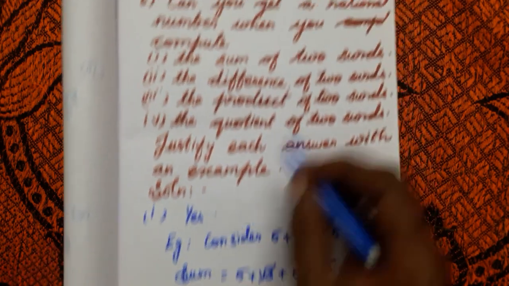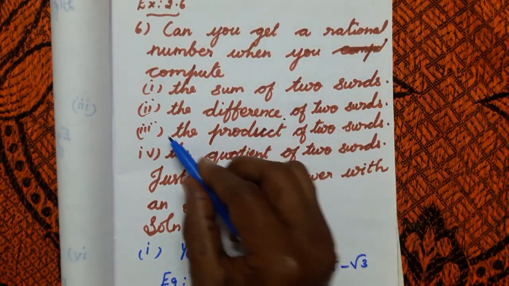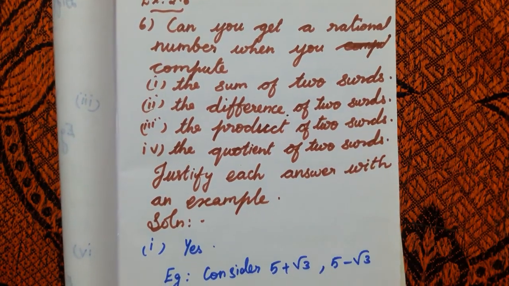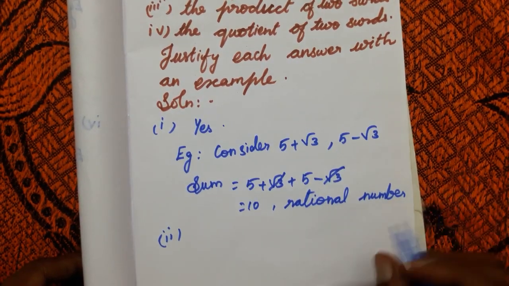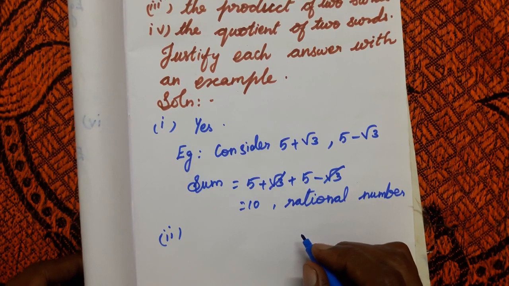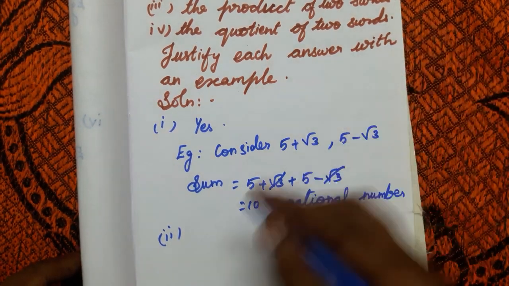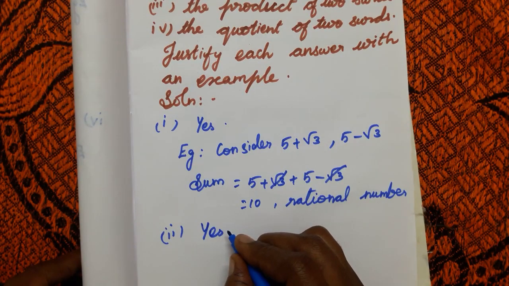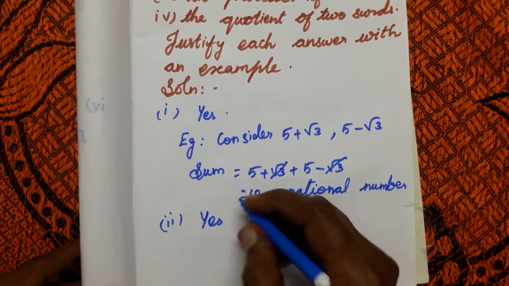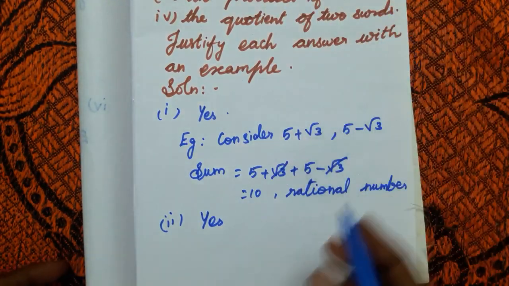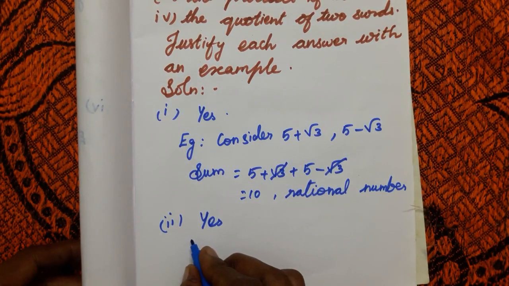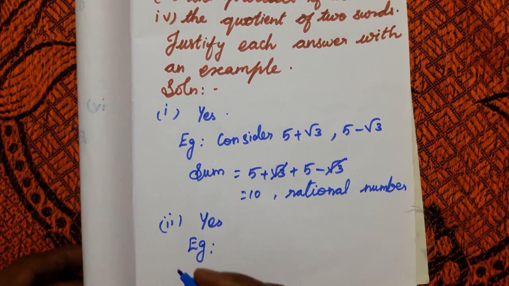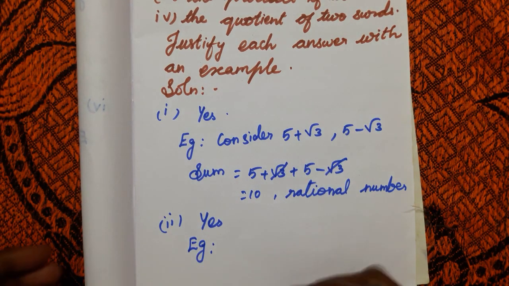Second one, can you get a rational number when you compute the difference of two surds? Yes, we can get a rational number when we compute the difference of two surds. Can you give an example? Yes, we can give an example. I am giving one example.